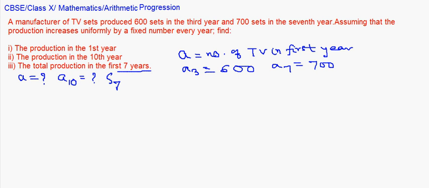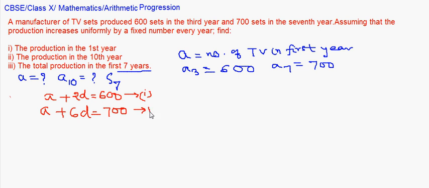Now if I represent this A3, that can be written as A plus n minus 1 d, n being 3, minus 1, that is 2d, is equal to 600. So I'll just erase this part. And the next one, the second equation, will be A plus 6d equals 700. That is for the 7th year. Now let me name these equation 1 and equation 2.